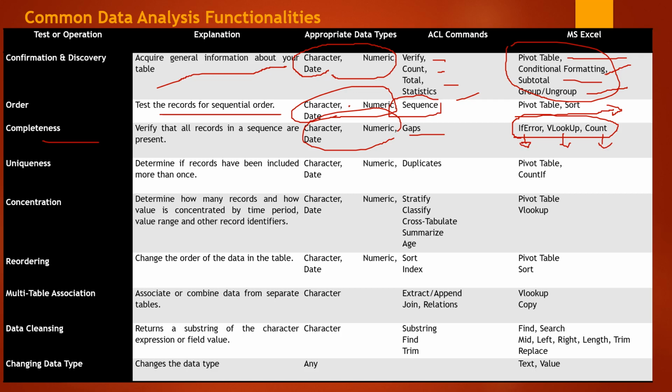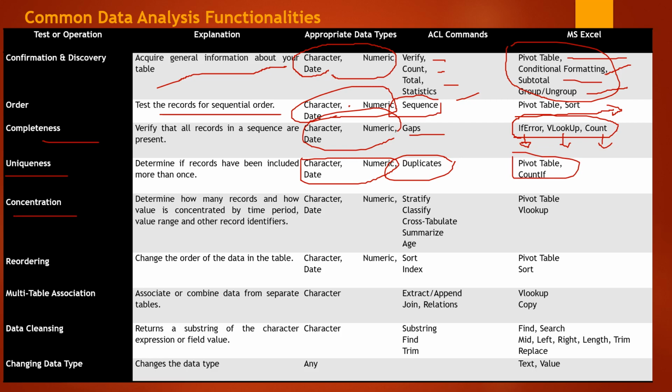If you are checking the uniqueness, you determine if the records have been included more than once. So the data types we are looking at are character, date, numeric. We check for duplicates in ACL commands. In MS Excel, we can already look at the duplicates also. We can see the duplicates and we can remove the duplicates in MS Excel. But we can still use pivot table and COUNTIF if useful.